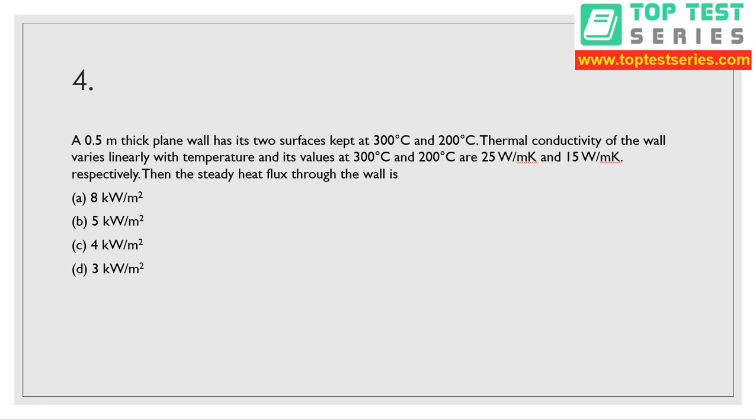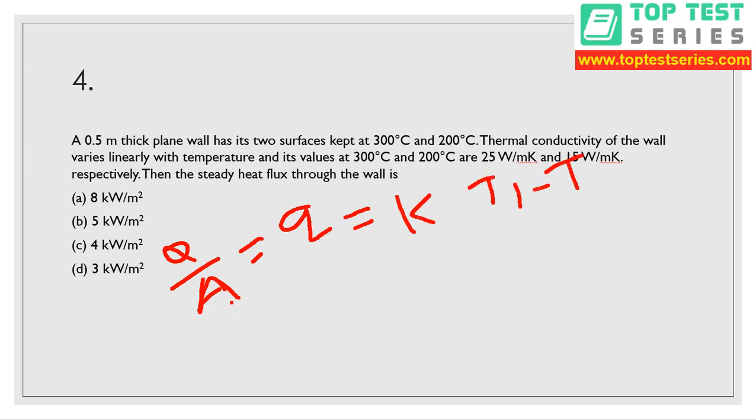We have to find out the steady flow heat flux through the wall. Alright. So my dear, we have to find out Q by A, that is denoted by small q, that is heat flux, which is equal to K times (T1 minus T2) by dx, right?